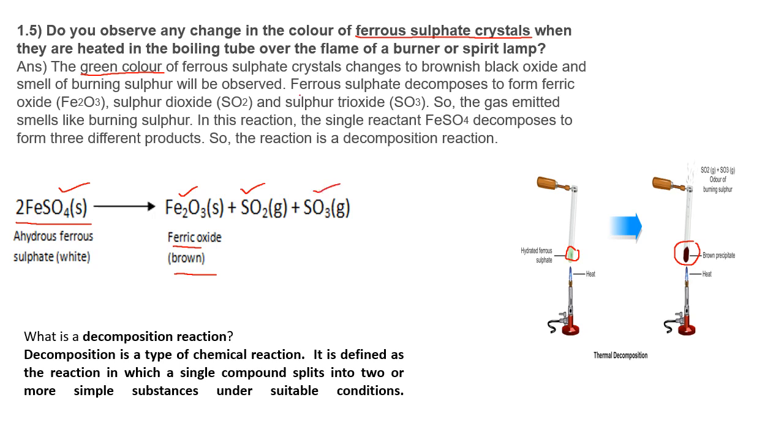So ferrous sulfate decomposes to form ferric oxide, Fe2O3, and sulfur dioxide and sulfur trioxide. The gas emitted smells like burning sulfur. In this reaction, the single reactant FeSO4 decomposes to form 3 different products. So we can see a single reactant decomposes to form 3 different products. So it is an example of decomposition reaction.